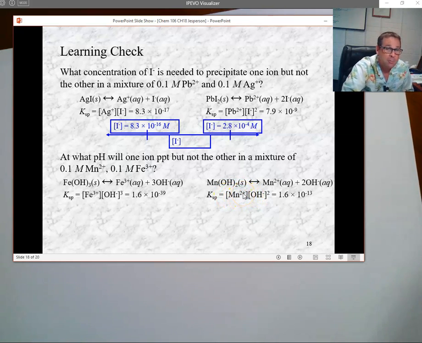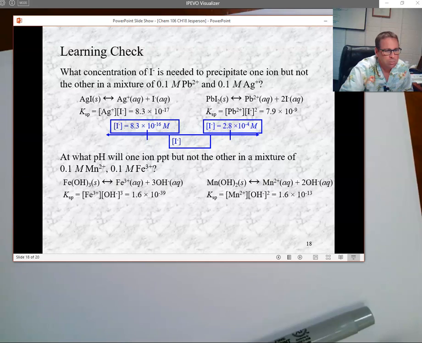All right. After you get the hydroxide ion concentration, taking the negative log of that would be the pOH, and then 14 minus the pOH would be the pH. So that will give us the pH at which iron will precipitate out, at this concentration of iron. It'll give us the pH at which manganese will precipitate out, and then we'll have a range of pHs in between in which we could precipitate out one, but not the other.